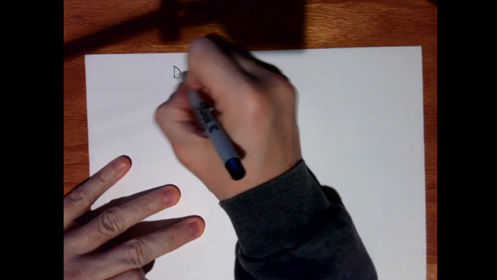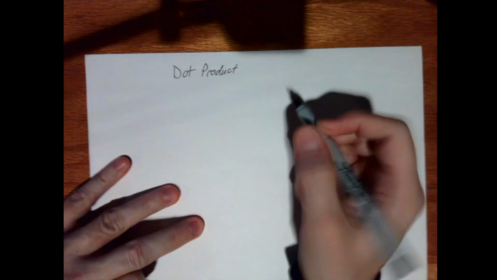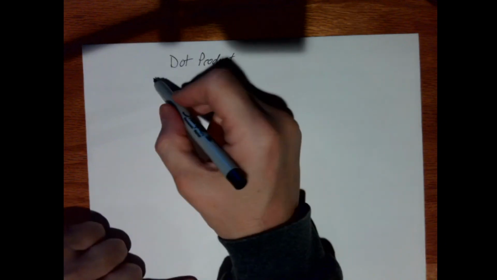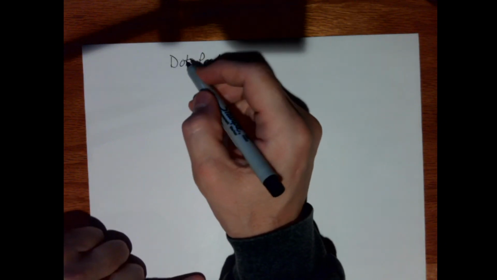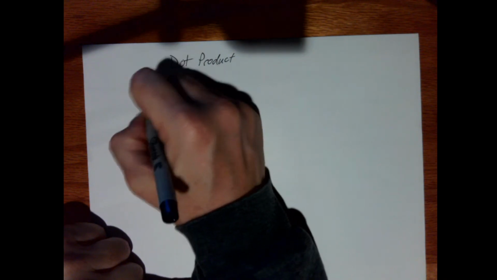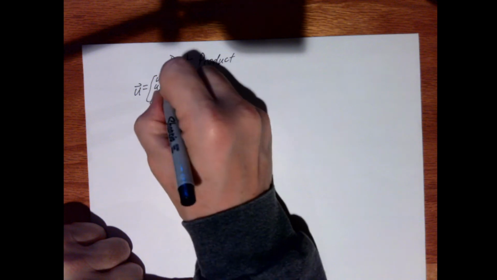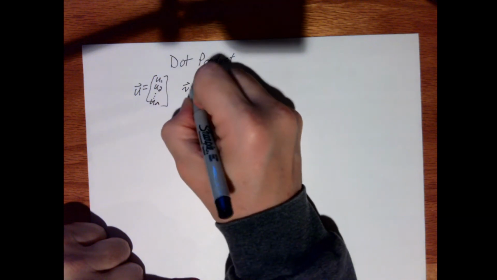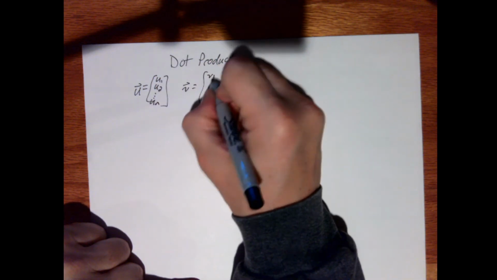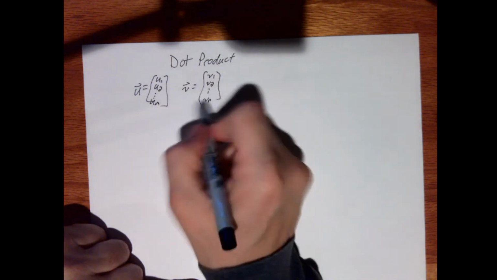Now we're going to introduce something called the dot product that we find between two vectors of equal length. So let's say we have vector u, which has elements u1, u2, dot, dot, dot, down to un, and vector v, which also has elements v1, v2, dot, dot, dot, down to vn. So they both have n elements, okay.